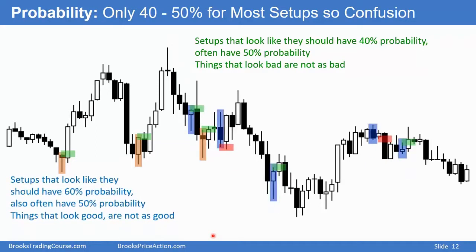On the other hand, setups that look like they should have high probability, 60% probability, also have closer to 50% probability. Rather than a normal breakout or channel market where probability is often 40% or 60%, low probability or high probability, in a trading range, probabilities tend to gravitate to around 50-50. Nothing is as bad as it looks, and nothing is as good as it looks.